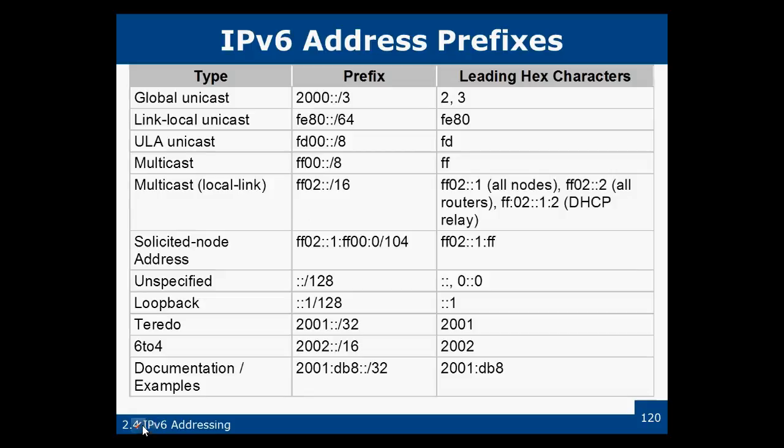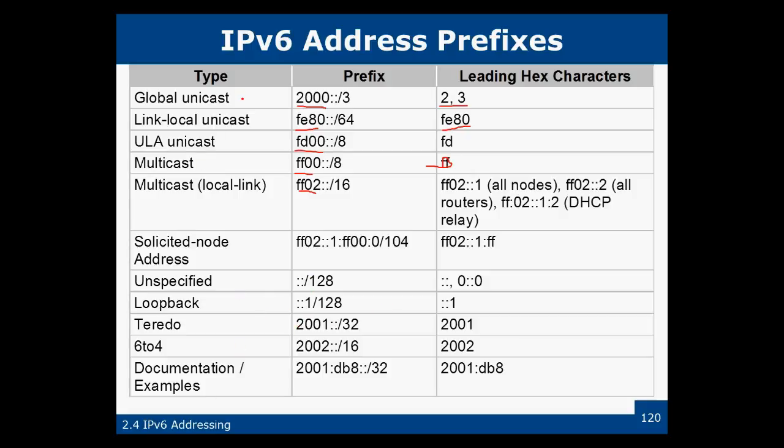Some of the prefixes and things that they may want you to know: a global unicast prefix is going to be 2000, the leading hex characters being 2 or 3. The link local we looked at is going to be FE80. The ULA unicast is FD00, multicast is FF for the leading hex characters, multicast local is FF02, solicited. This table is in the book, so you can take a look at it.